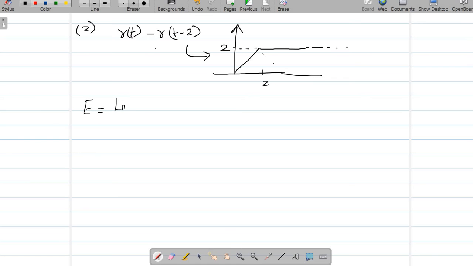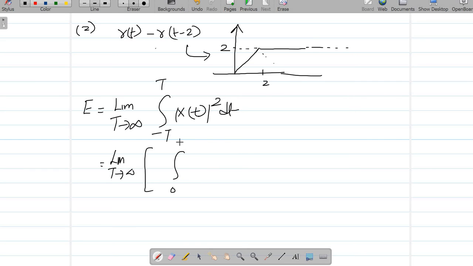So as per our definition, the formula is the integral from minus t to plus t of x(t) the whole squared dt. So this I can write as limit t tending to infinity, integral from 0 to 2 of t squared dt plus integral from 2 to t of 2 the whole square dt.